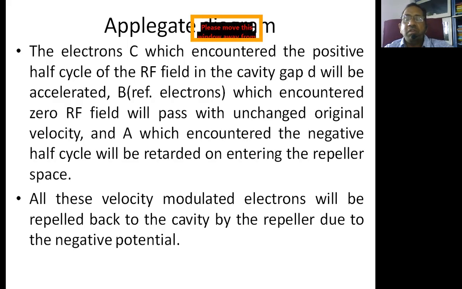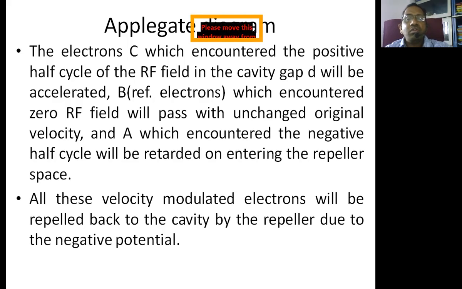So whatever may be the velocity of the electron at the beam voltage at the grid, the same velocity is going to carry it ahead towards the repeller space. And electron A, which encountered the negative half cycle of the RF field, will be retarded on entering the repeller space. Retarded means what? It is going to get less accelerating voltage in comparison with the C electrons. Therefore, they go slow.